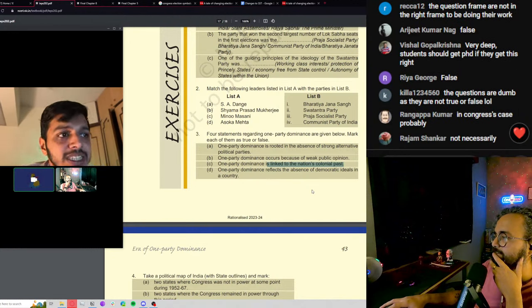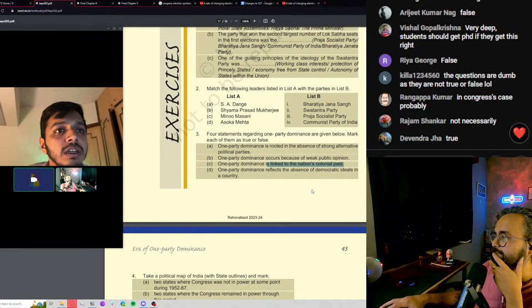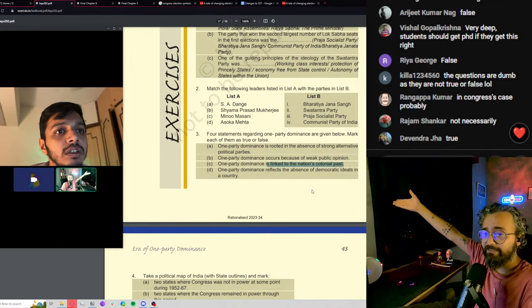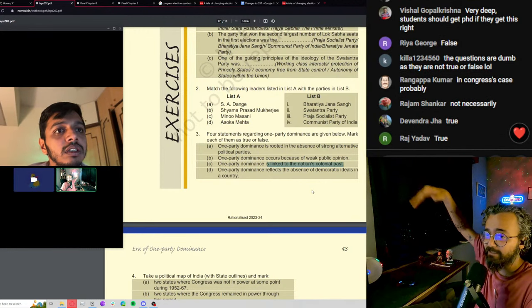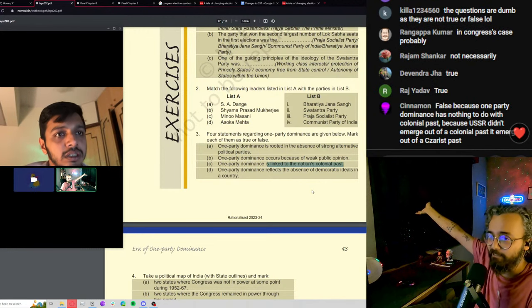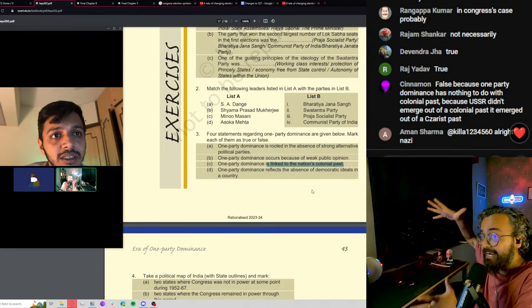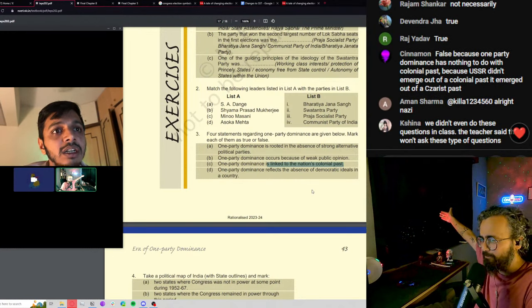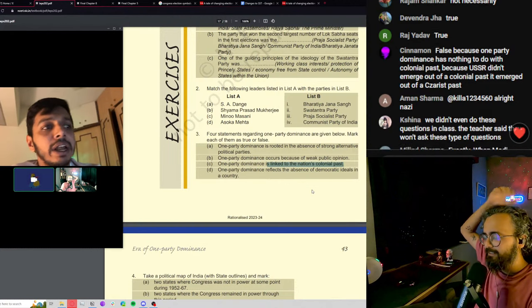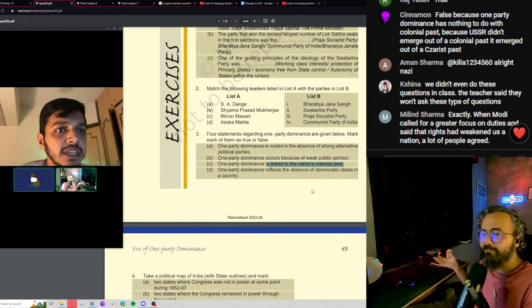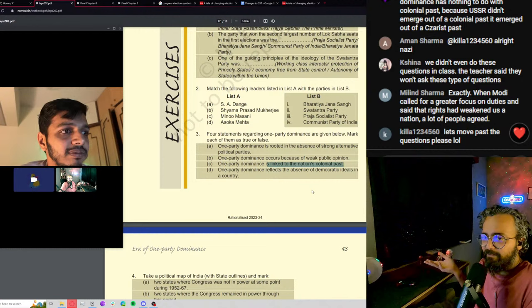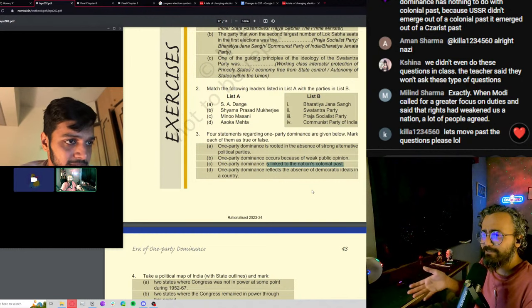So, one party dominance is linked to the nation's colonial past. That's true. They also gave examples of other countries which came out of colonial rule and became dictatorships. But in India, we had one party rule that was democratically elected. Now we are going towards dictatorship. So it's kind of subjective then. It depends on the country. So this is also subjective.